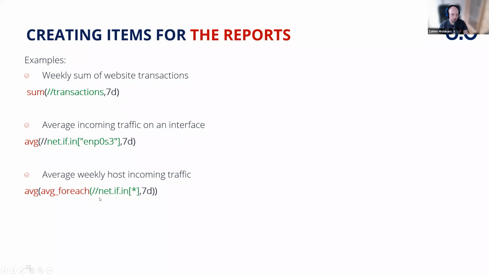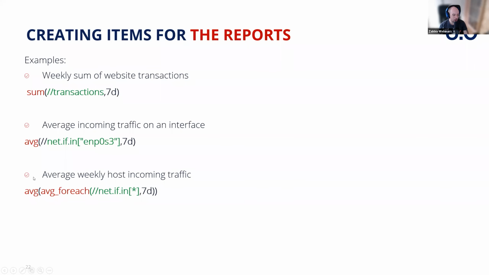And I will be getting an array of averages on each of the net if in, and the wildcard stands for, I'll be grabbing all interfaces, because the wildcard will contain interface names in the parameters. And then the average before the brackets means that I'll be getting the average out of averages. Out of all of the average values per each interface for the last 7 days, I will be averaging them out, and that way getting average incoming traffic for my customer.